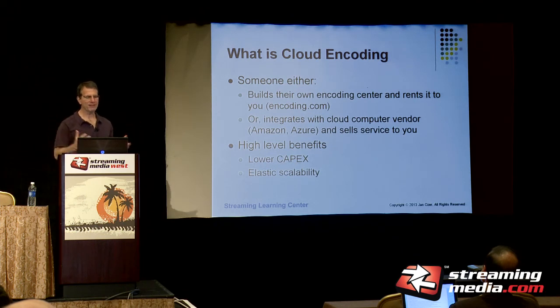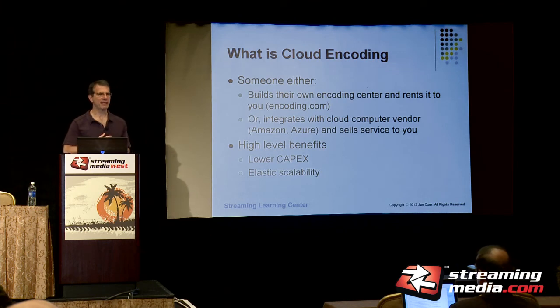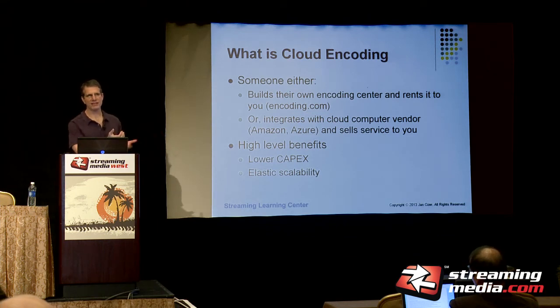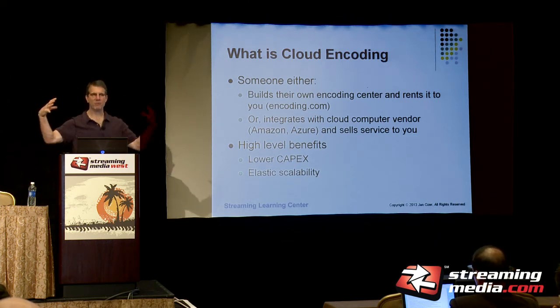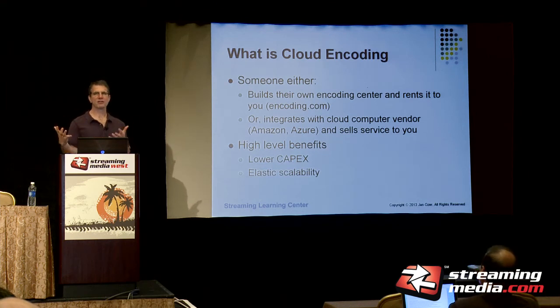The high-level benefits of cloud encoding are lower capital expense, right? You don't have to buy the servers, you don't have to buy the software, and then very elastic scalability. So if you need to encode 10,000 files tomorrow, you can't do that with Sorensen Squeeze on a dual-core computer. On the other hand, you can do that in most cloud facilities. So the two high-level benefits from a VOD perspective are scalability and CapEx cost. There's also, you don't need the encoding knowledge, you don't need all the stuff that surrounds the equipment and the software.